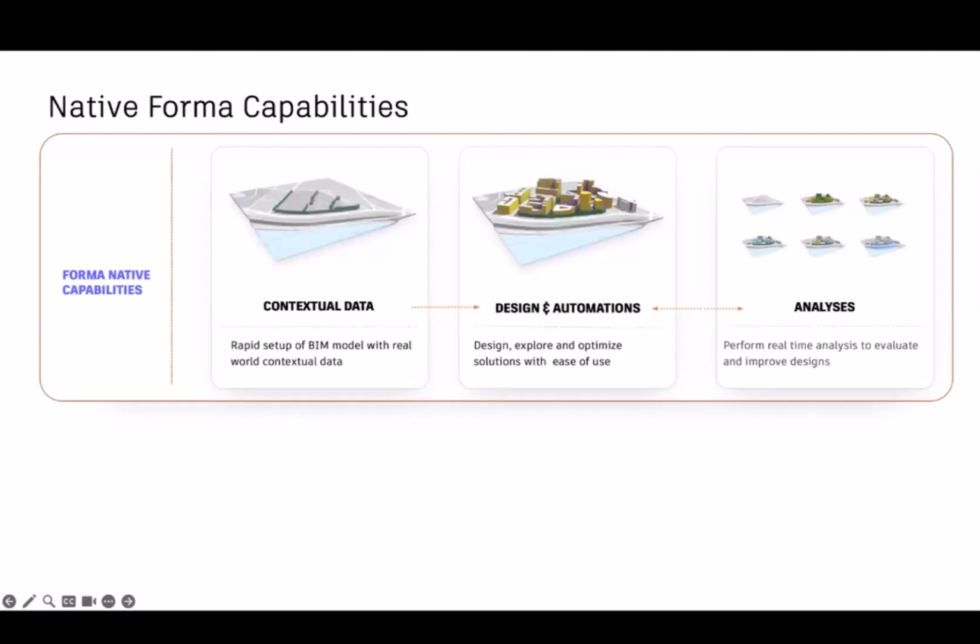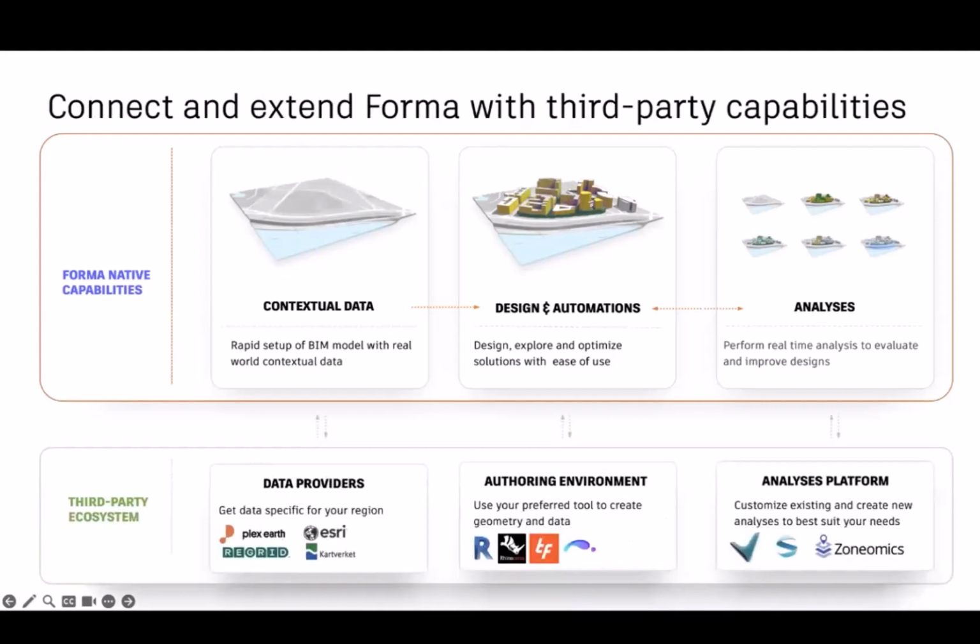To summarize, there are three pillars you can think about: contextual data, design and automations, and analyses. We are a bit opinionated in what we think you should build right now. We think these are good places to start. It's not a straitjacket. We're not telling you that you have to build something that fits into this. But if you're looking for ideas for what to build, these are good places to go off of.